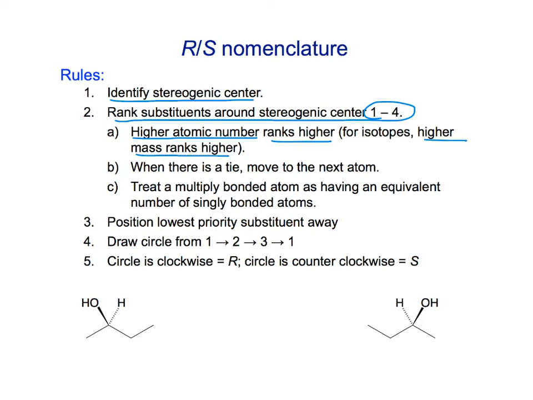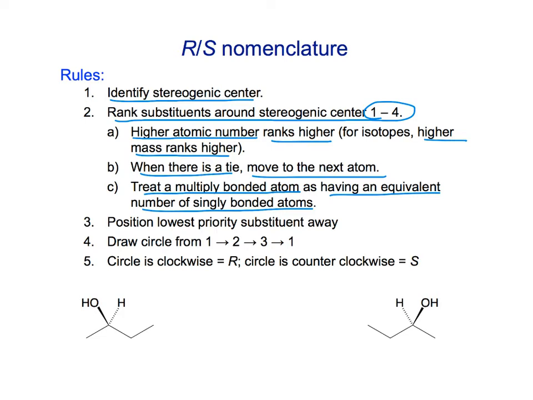If we have two atoms that are the same, so there's a tie, we move to the next atom until we find a difference. If we have multiple bonds, double bonds or triple bonds, we treat the multiply bonded atom as having an equivalent number of singly bonded atoms, and I'll show you how we do that in a minute.